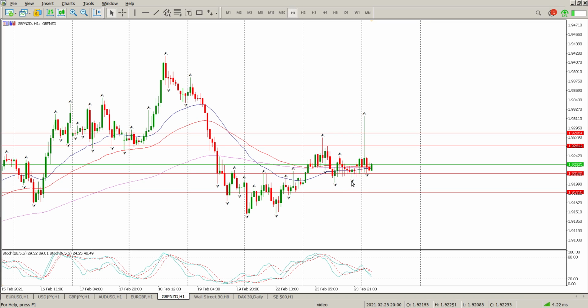So yeah, this for me is a classic sit on hands pattern. Not interested in this. If you look at all of this chaos right on the moving averages here, there's nothing really that is indicating any trend, any direction right now. So yeah, anyway, that's kind of me at the moment.